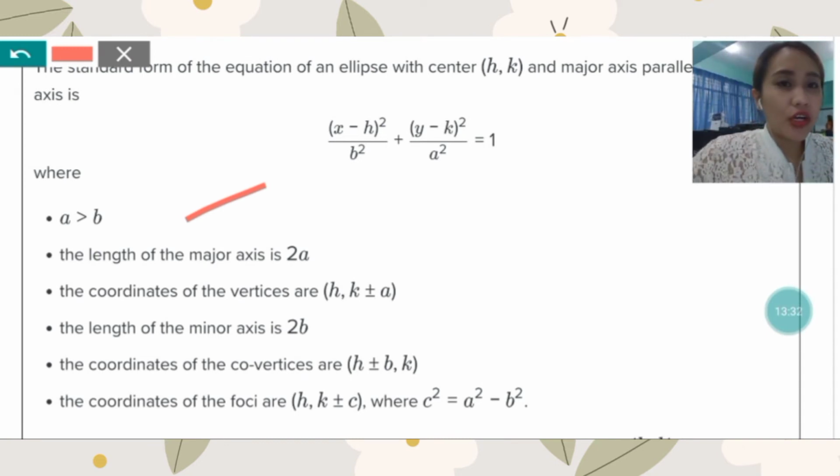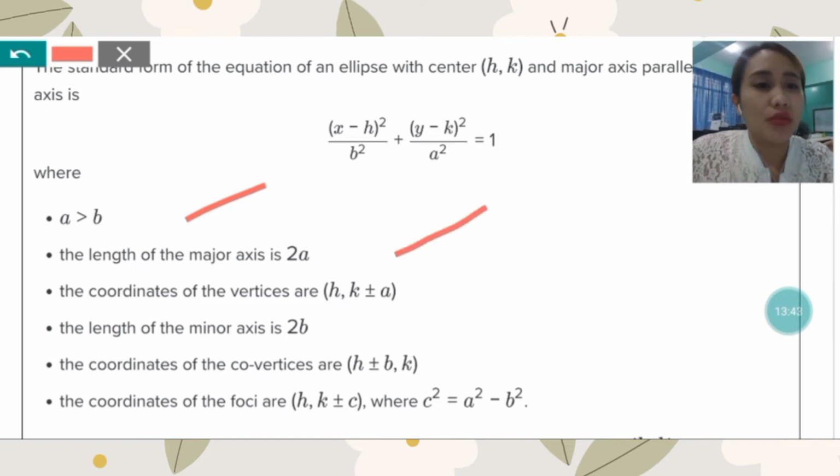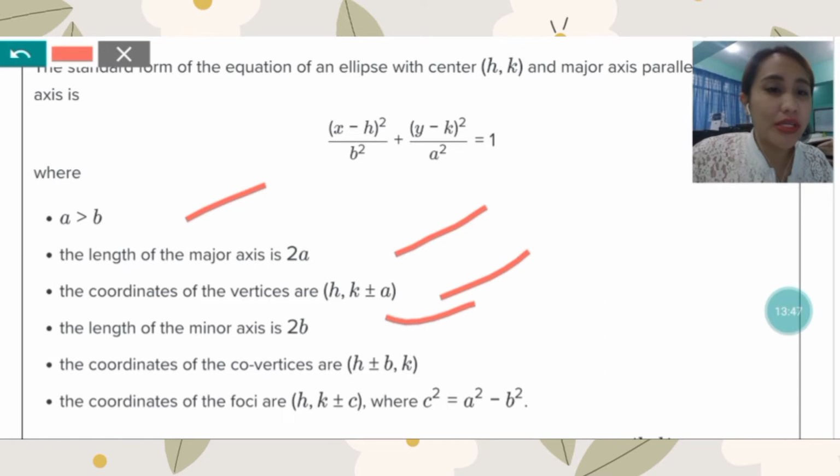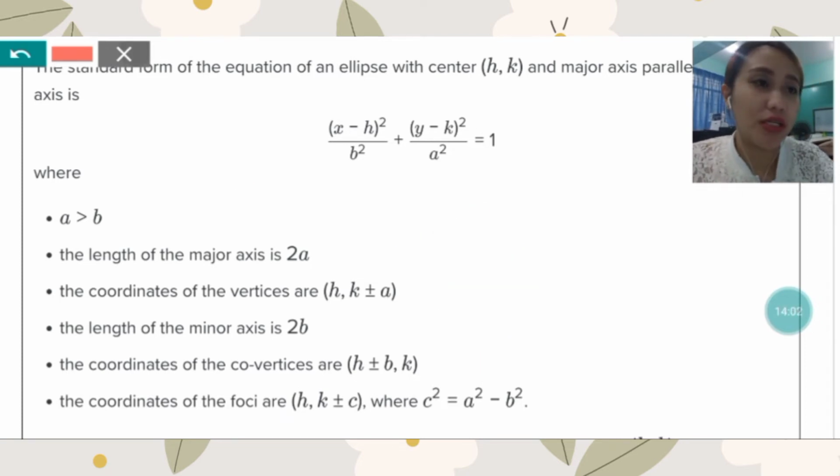The length of the major axis is 2a. The coordinates of the vertices are (h, k plus minus a). The length of the minor axis is 2b. The coordinates of the co-vertices are (h plus minus b, k). And the coordinates of the foci are (h, k plus minus c), where c squared is equal to a squared minus b squared.